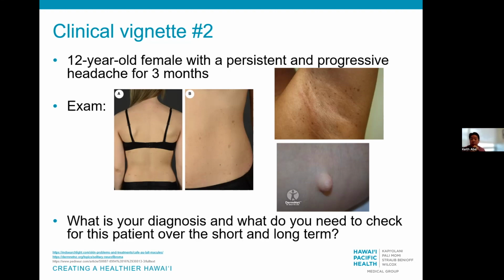The other one would be growth, precocious puberty, and blood pressure. So even though, again, blood pressure is something that can sneak by until it gets really severe, they can get renal artery stenosis. So just something to monitor.